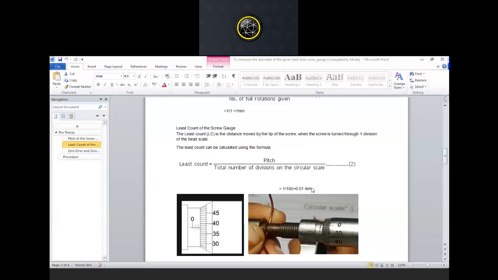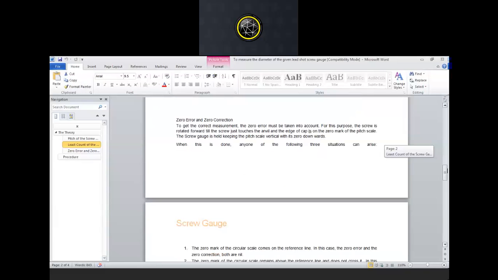Okay, first of all, put the pitch in the numerator and the total number of divisions of the circular scale, put the number of divisions in the denominator. Then calculate. Suppose I am considering 100 divisions. Then we have to put here 100. Okay, that was least count.